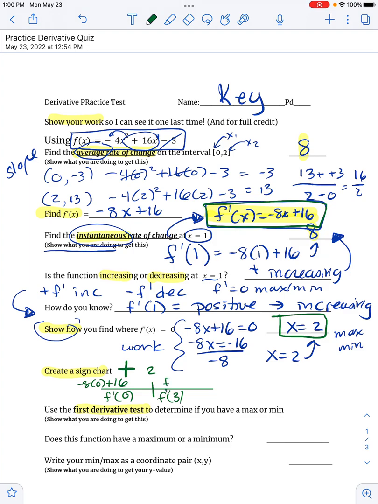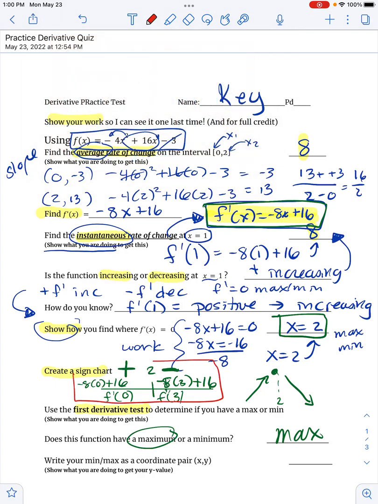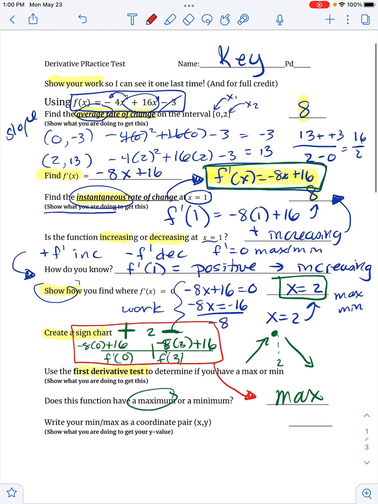Here, I'm finding the derivative's value at 3. So the derivative is going to be negative 8 times 3 plus 16. Don't care what it is, only care that it's negative. So keep in mind that positive means it's increasing until you hit that value at 2, and then it's decreasing. So when that happens, the point where it changes around is a high point or a max, so I would just write max here. Now, this is what it's referring to when it says to create a sign chart. This is what I'd be looking to see for full credit. Then you can determine if it's a max or min based on that.